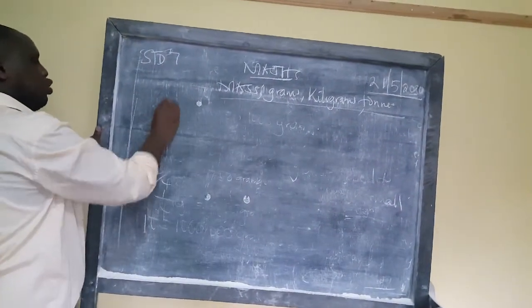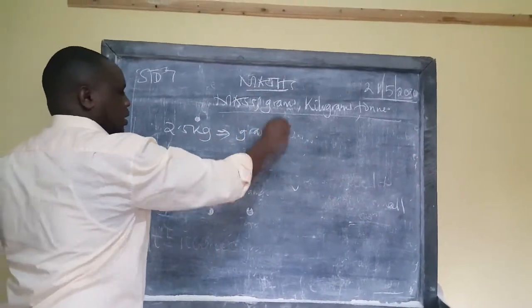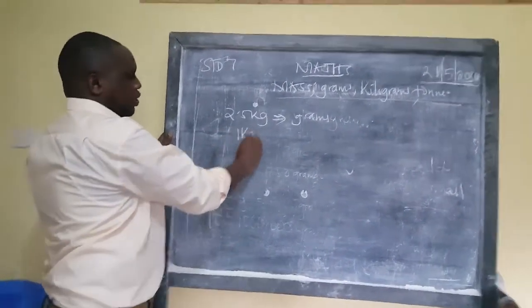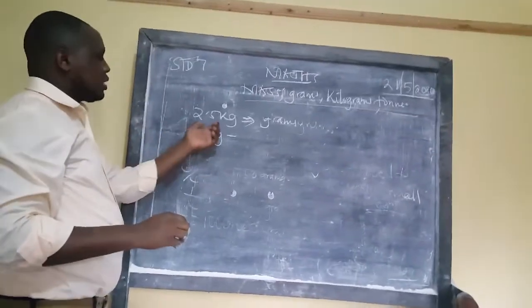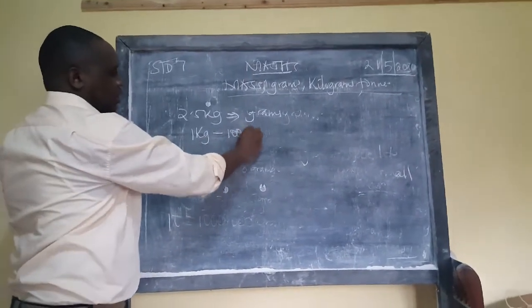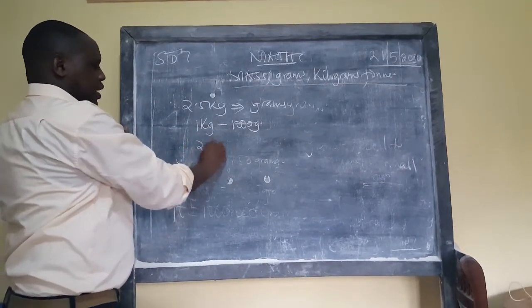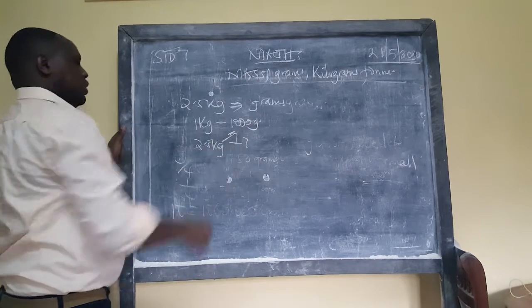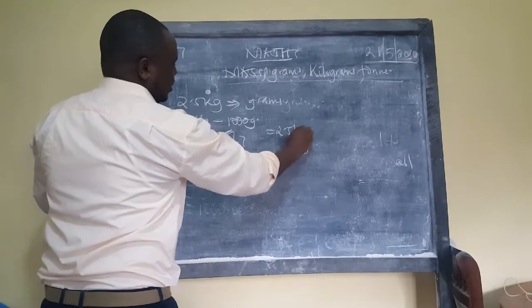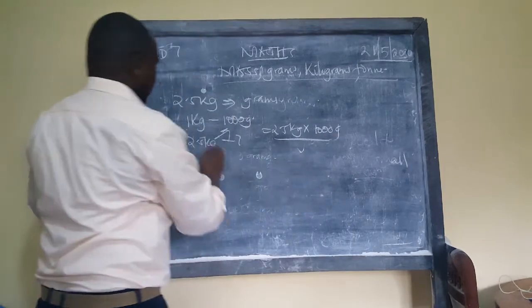If you are given 2.5 kilograms and you are told to convert that to grams, here we are going to write relationships. You pick the relationship that deals with kilograms and grams. You say 1 kilogram is equal to 1,000 grams. What about 2.5 kilograms? Is what grams? So you're going to multiply 2.5 kilograms by 1,000 grams over 1 kg.